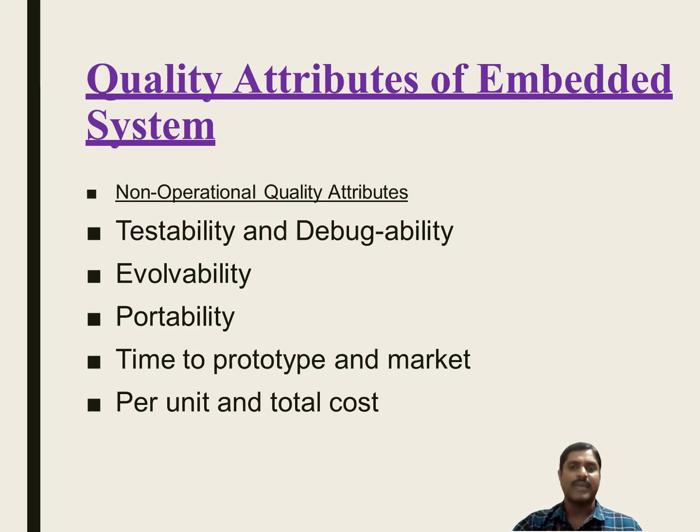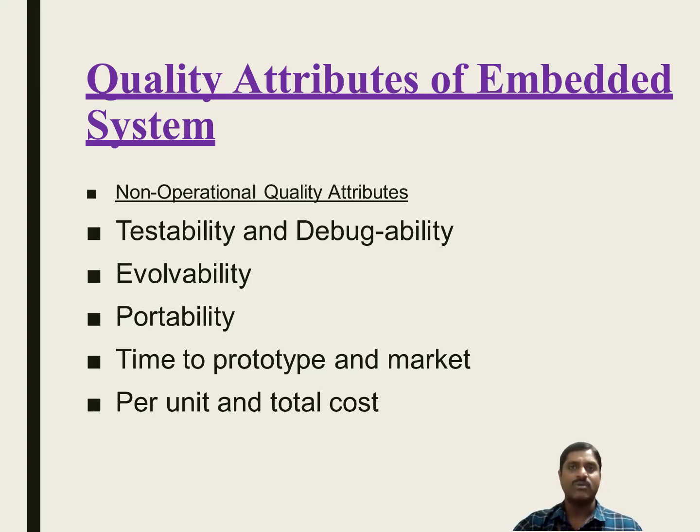So there may be multiple players in the embedded industry who develop products of the same category, like mobile phones. And the final non-operational quality attribute is unit cost and revenue. So what do you mean by cost? Cost is a factor which is closely monitored by both the end user and the product manufacturer. So cost is a highly sensitive parameter for commercial products.